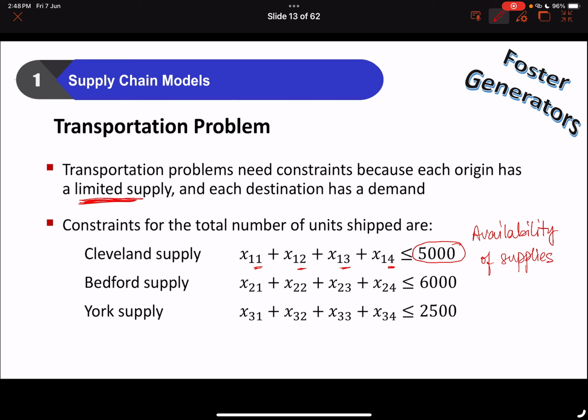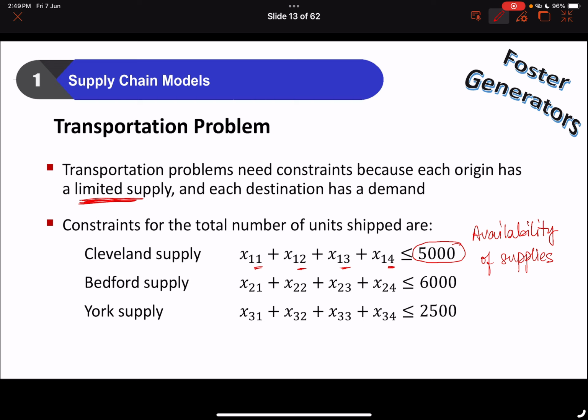That means we have 3 origins, so we have 3 constraints. Cleveland supply must be less than or equal to 5,000. Bedford supply is less than or equal to 6,000. And York supply, when you send out to all 4 destinations, must be less than or equal to 2,500. Are there any more constraints? So these are the constraints at the origin.